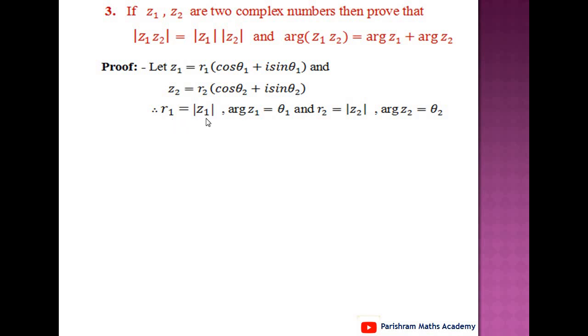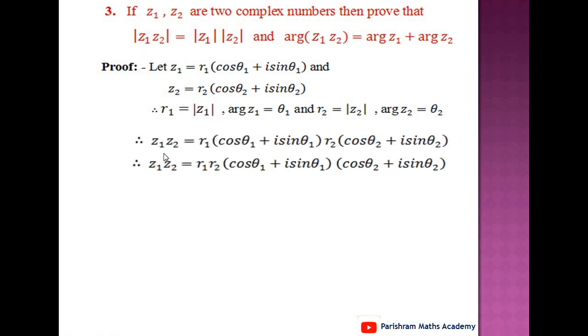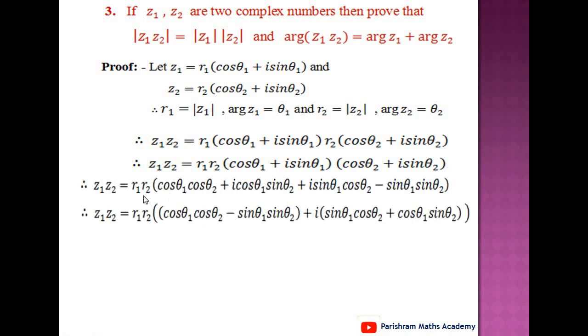Here also r1 is same as mod z1, argument of z1 equal to theta 1. r2 is same as mod of z2, argument of z2 is same as theta 2. Here you can find z1 into z2, it means taking their product. z1 into z2 equal to value of z1 into value of z2, and therefore r1 r2 into cos theta 1 plus i sin theta 1 into cos of theta 2 plus i times sin theta 2. Taking the product, we get z1 z2 equal to r1 into r2 in bracket cos theta 1 into cos theta 2 plus i times cos theta 1 into sin theta 2 plus i times sin theta 1 into cos theta 2.